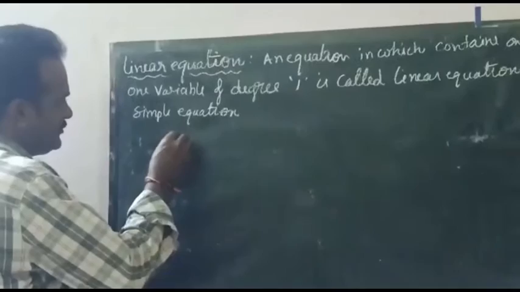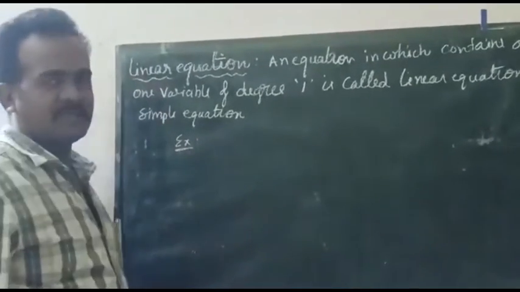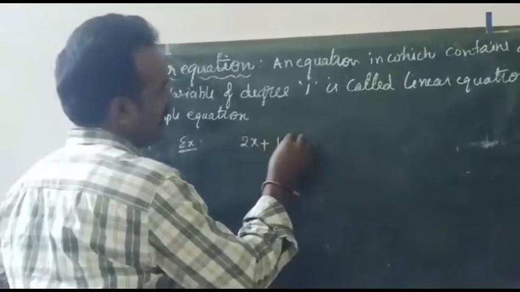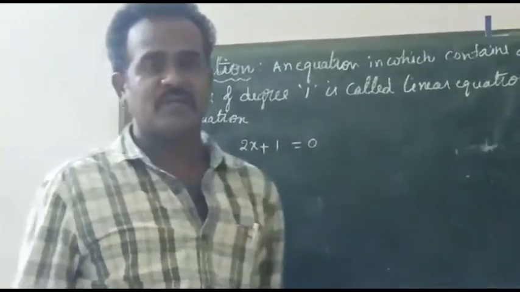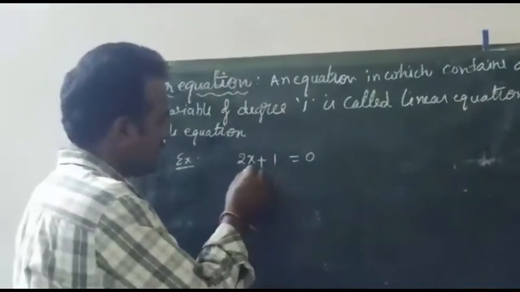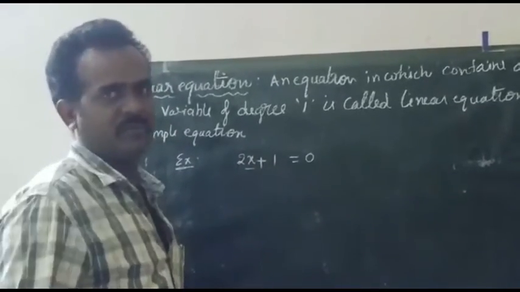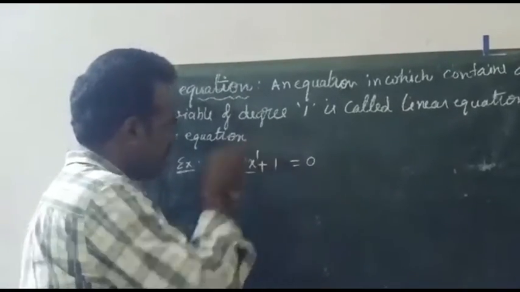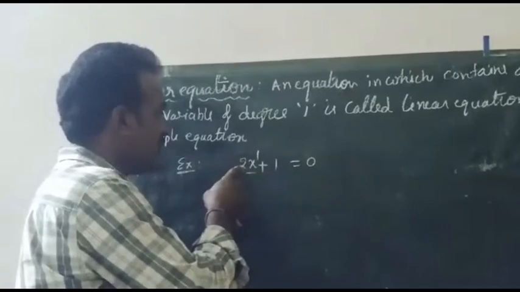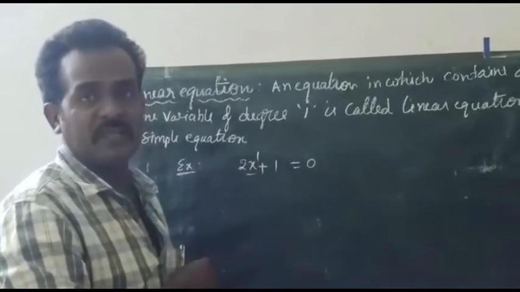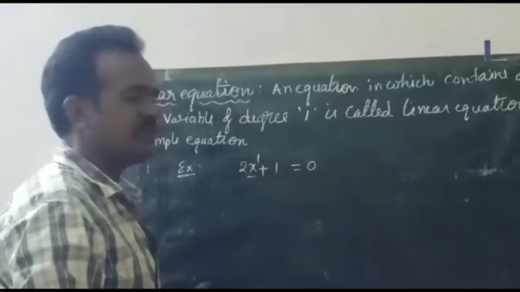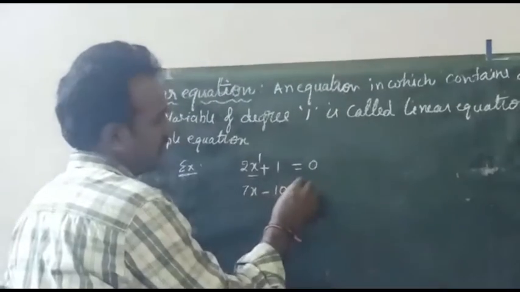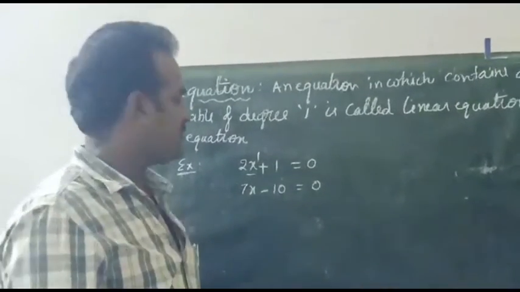Example: 2x plus 1 is equal to 0. Here the one variable is x, only one variable. The highest degree here is 1, the power is 1. So 2x plus 1 is equal to 0 is called a linear equation in one variable. 7x minus 10 is equal to 0 is also a linear equation in one variable.